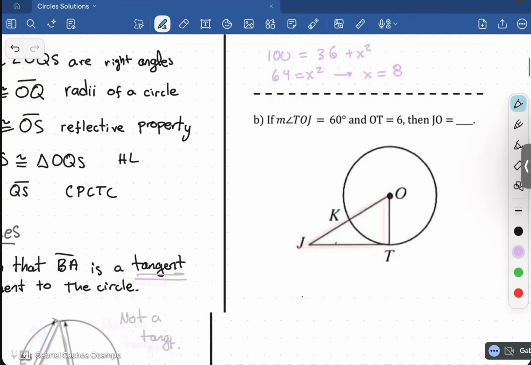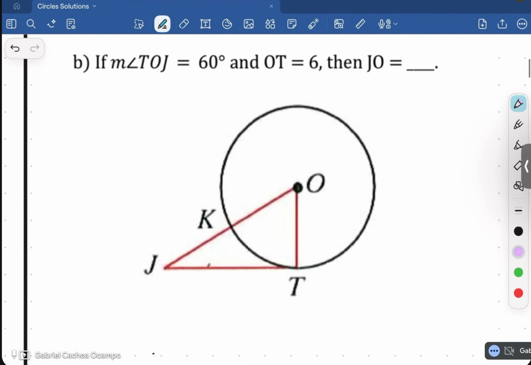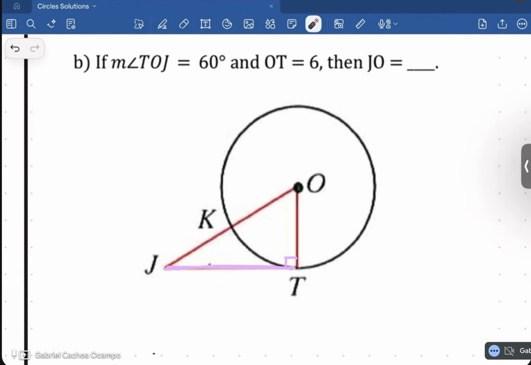Amazing. Again, because I know that this is a tangent line, that means that this is a 90-degree angle. If it is a 90-degree angle, I have a right triangle. And what information do I have of my right triangle? Well, I have that the angle TOJ, o sea, TOJ is this central angle. O sea, this one measures 60 and OT measures 6. So I have a side and an angle. What do I do when I have a side and an angle in a right triangle? I need to use the famous SOHCAHTOA.